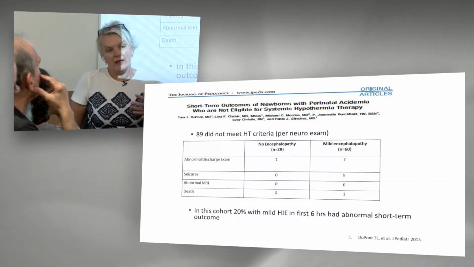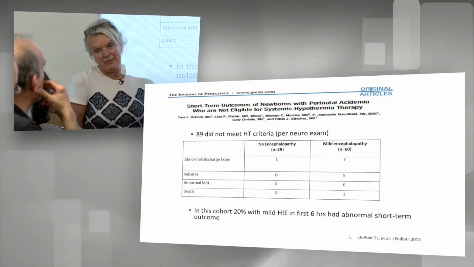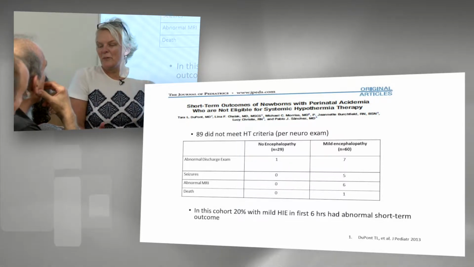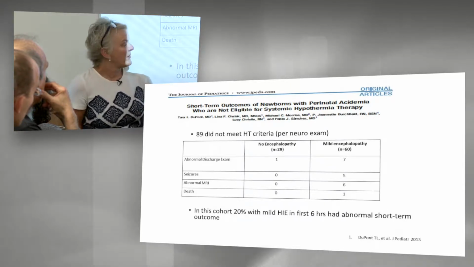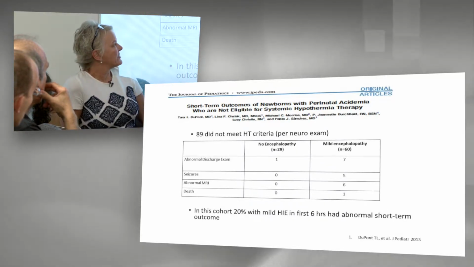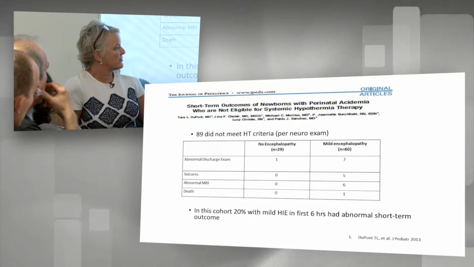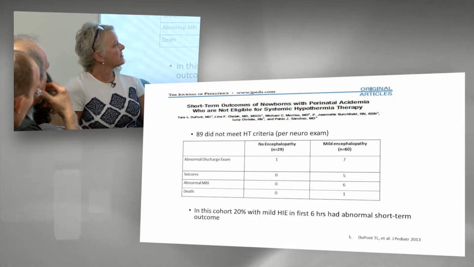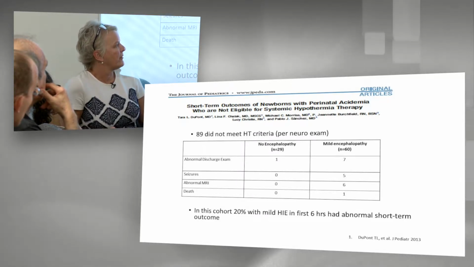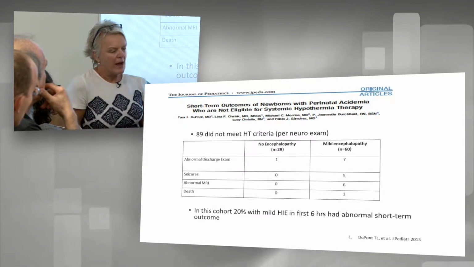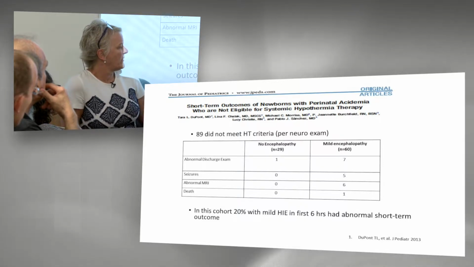Well, I'm a really good person at examining babies, so I can tell a difference. The more I've learnt about this, the more I've learnt I can't, right? So this is actually data that was published out of the randomized controlled trial, where they looked at the babies who, when the exam was done by a neonatologist, didn't qualify for the trial because they were too mild in terms of their encephalopathy.